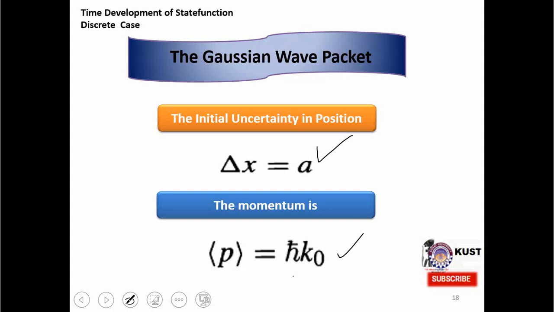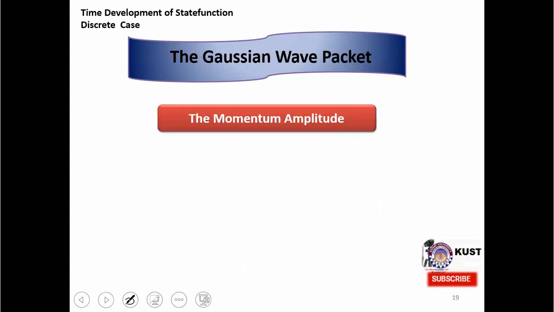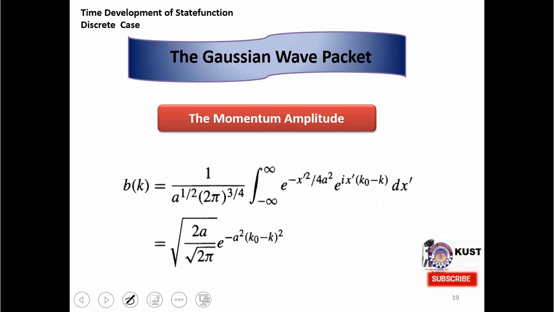Here you can see that when delta x is a, then p is h bar k naught. If you want to calculate the momentum amplitude in this case, b(k) would be, very simply, the integral from minus infinity to plus infinity of the initial wave function, the Gaussian wave function, which you plug in and then calculate this integral. This is the momentum amplitude, and the square of it gives us the probability.